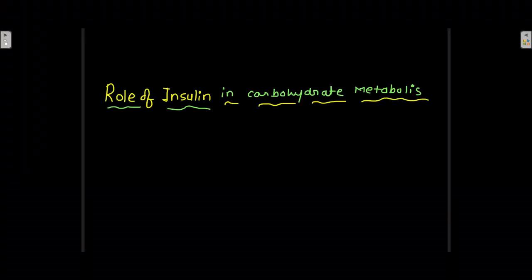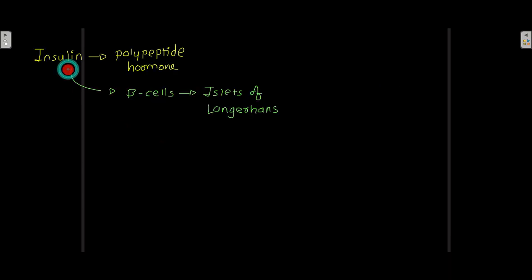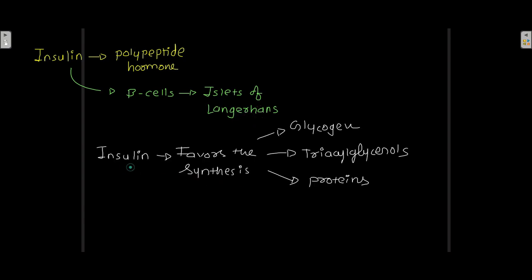Role of insulin in carbohydrate metabolism. Now, insulin is a polypeptide hormone. It is secreted by beta cells of islets of Langerhans. Insulin favors the synthesis of glycogen, triacylglycerols, and proteins. So, glycogen, triacylglycerols, and proteins are being synthesized in the presence of insulin.